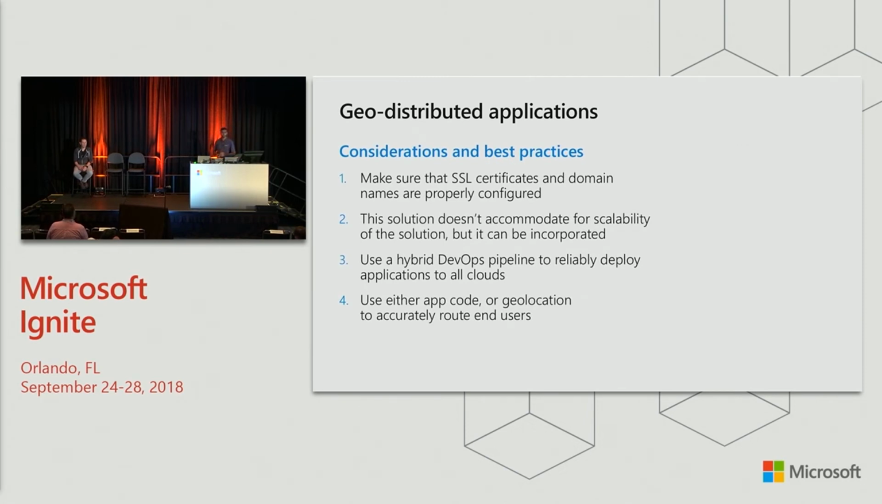Some best practices. Again, make sure that SSL certificates and domain names are properly configured so that users get the same seamless experience. We didn't really cover scalability, but make sure that the environment scales based on the number of users per each location. Make sure that it's scaled appropriately. Again, I talked about using a DevOps pipeline to make sure that the same application or the compliant application is at the right cloud. The right application for the right location and the right cloud is important. And again, you can either route your users based on, say, what region they created their account in or their service in, or just use simple geolocation provided through Traffic Manager.